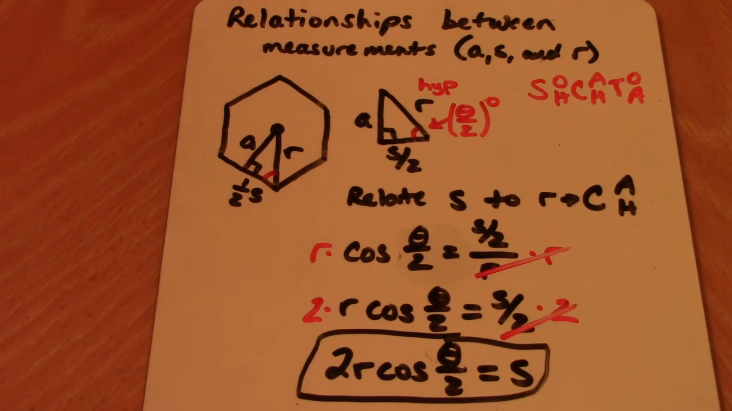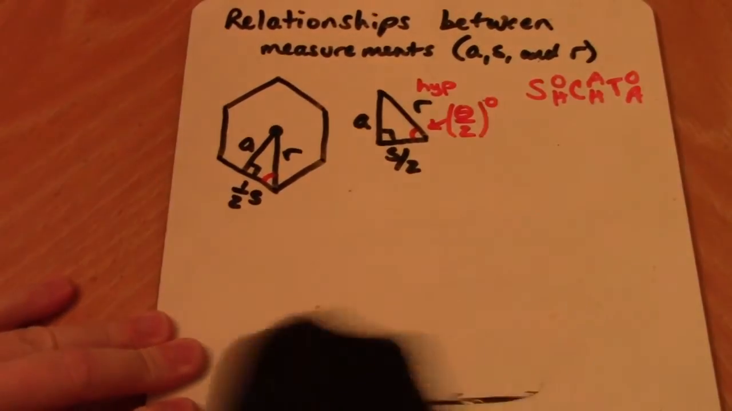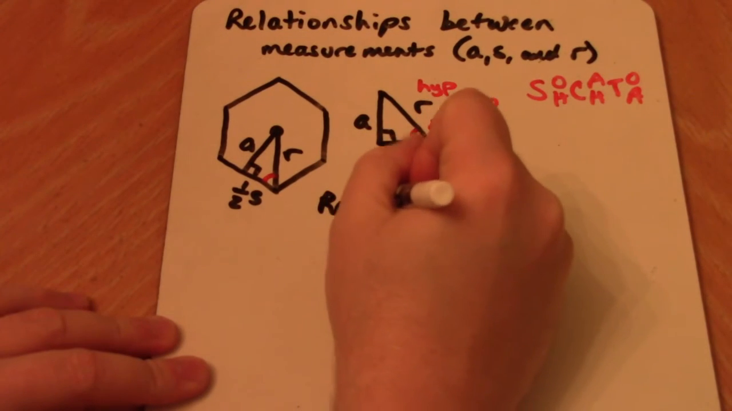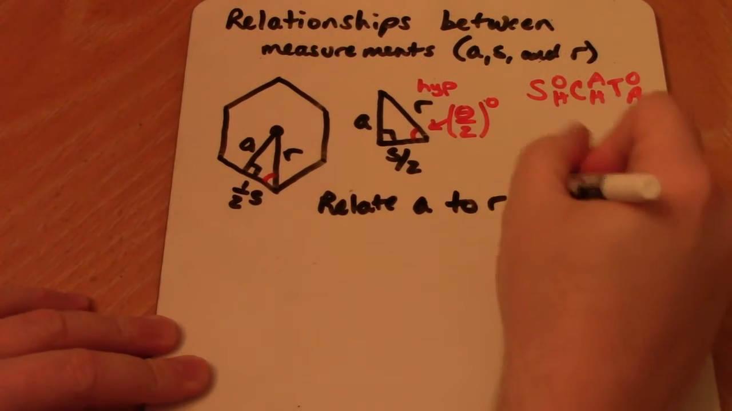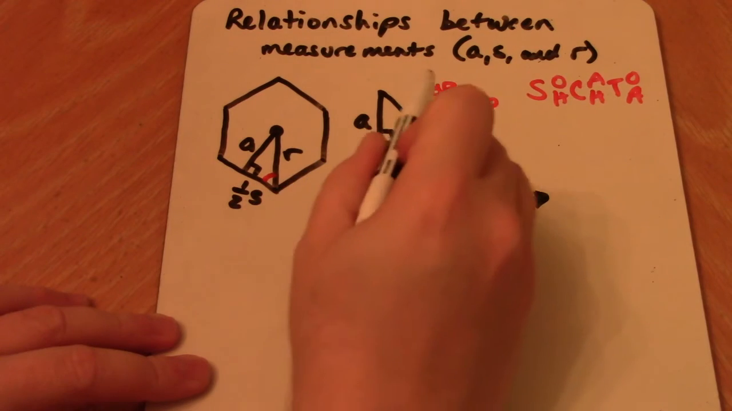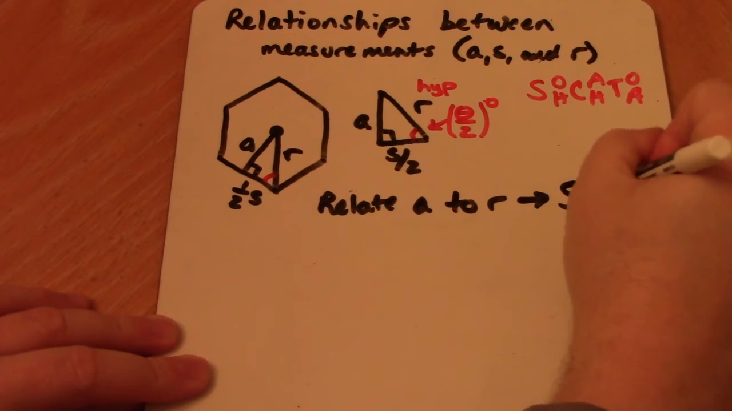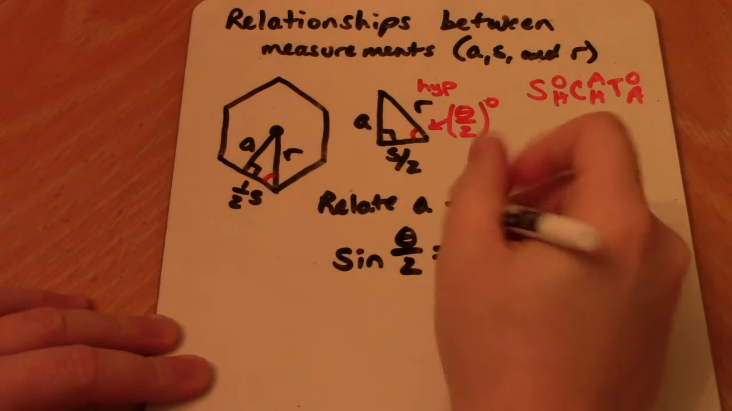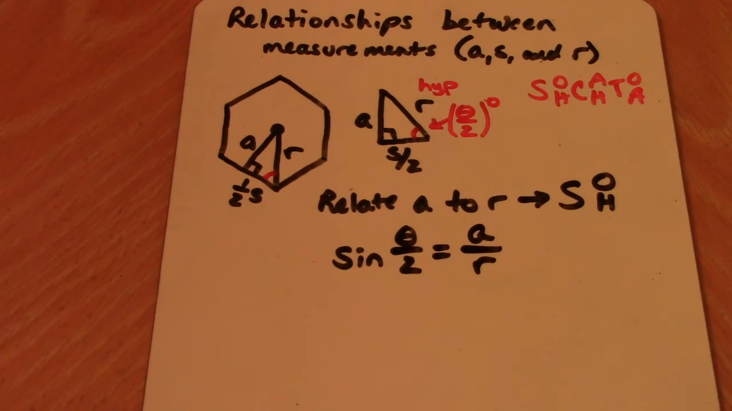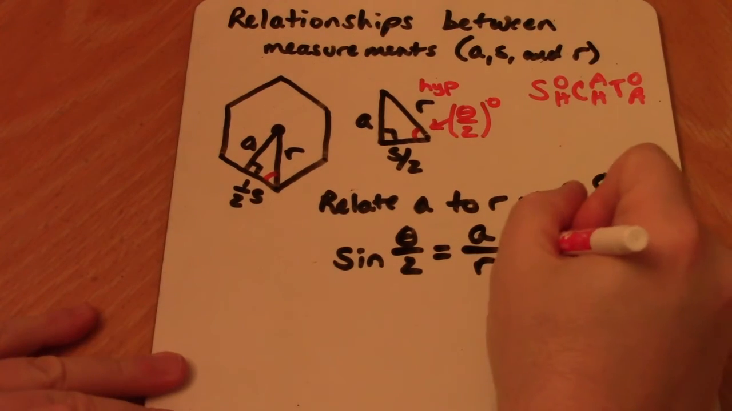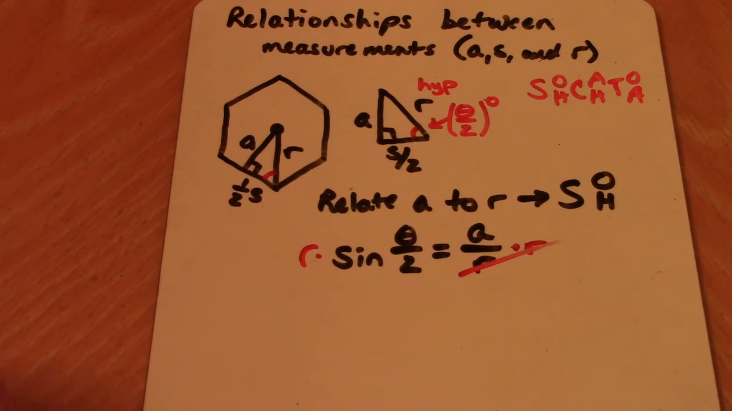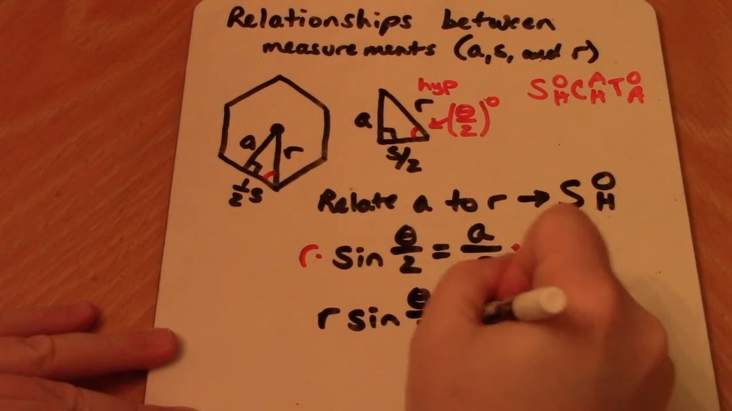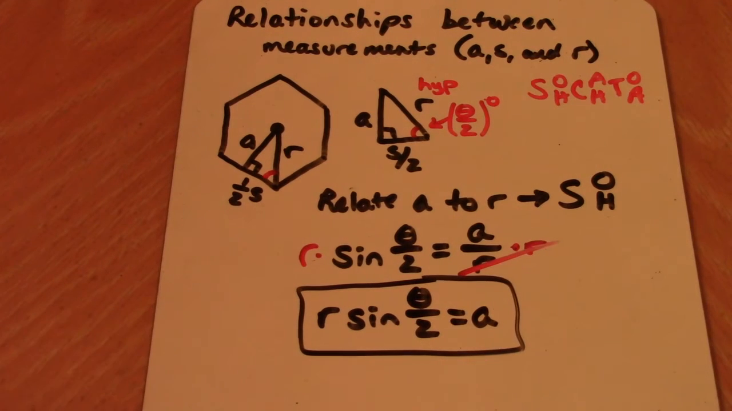So what I'm going to do is step back to here, and now we're going to relate A to R. Now what we know about right triangle trigonometry, A is the opposite, R is the hypotenuse. So this time we would be using sine instead of cosine. Our equation would be that sine of theta over 2 is equal to A over R. Now this one is a much easier equation to solve for a variable, because if we multiply both sides by R, that isolates the A, and that gives us that A is equal to R times the sine of theta over 2, which is our relationship between A and R.